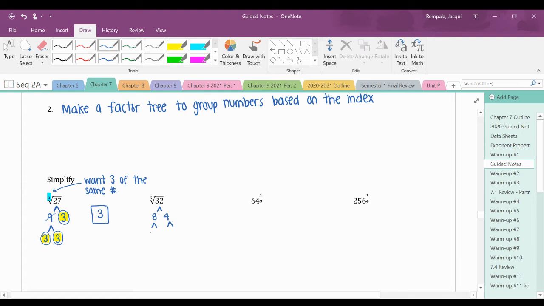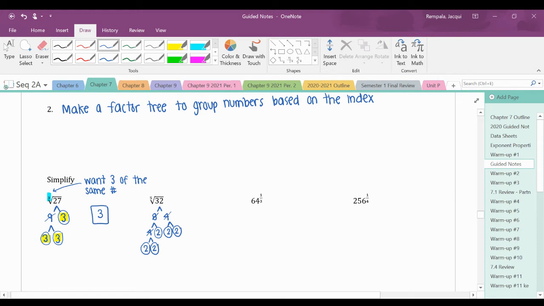Notice that 8 is 4 times 2. But 2 is one of those prime numbers. The only way to multiply to 2 is 1 and 2. And so I get to circle that. 4, you can break that up into 2 and 2. So notice that I circle the 2's because those are prime numbers. I get to ignore everything that got broken down.